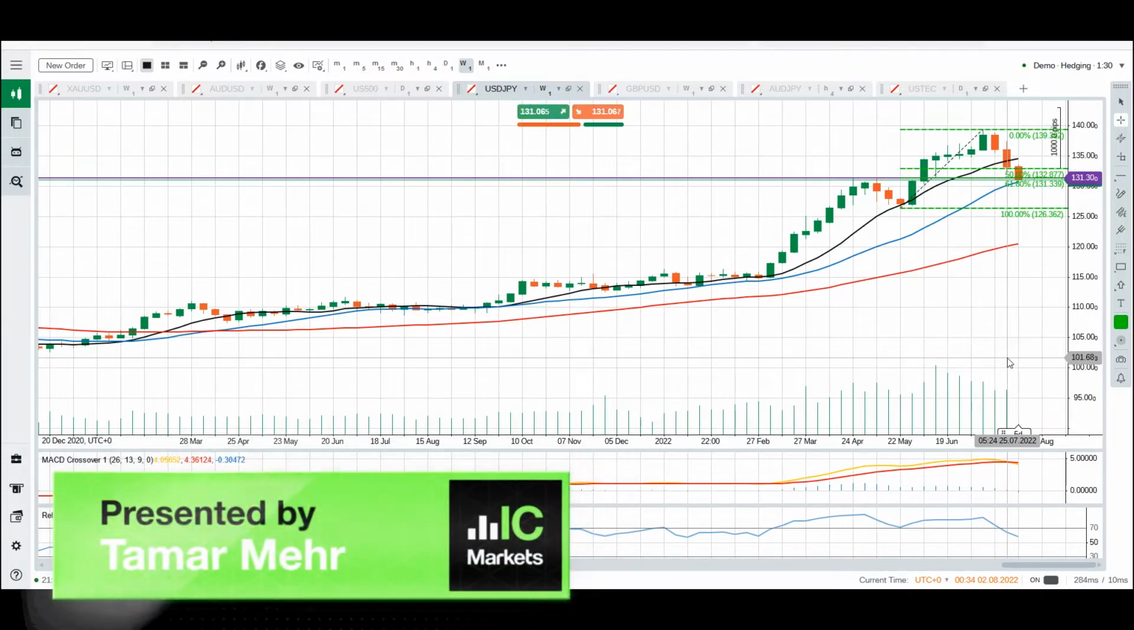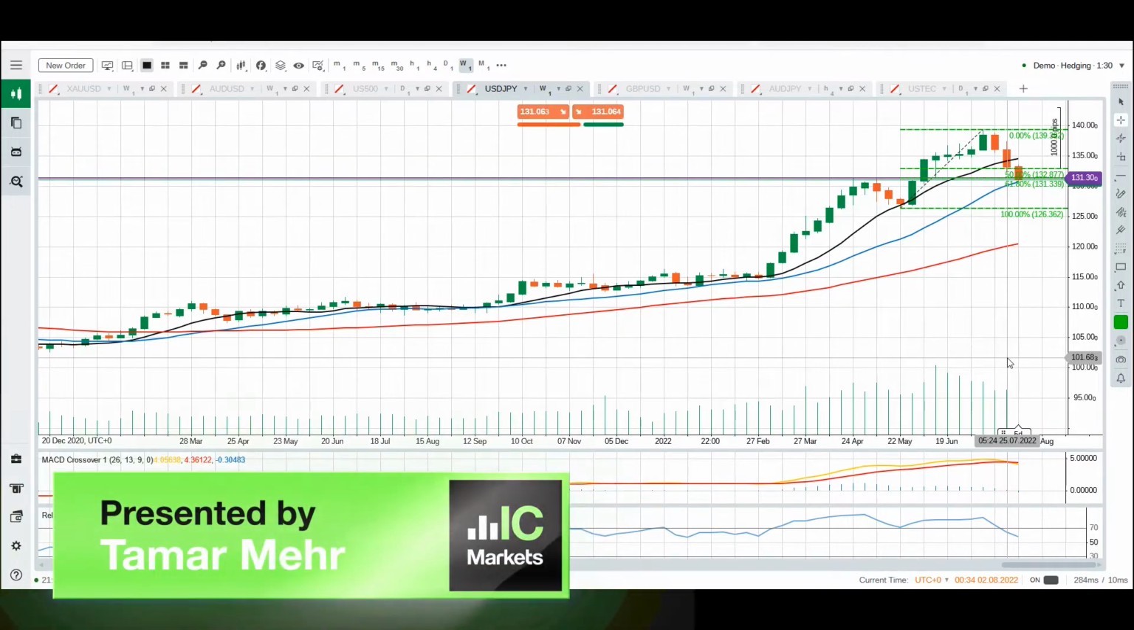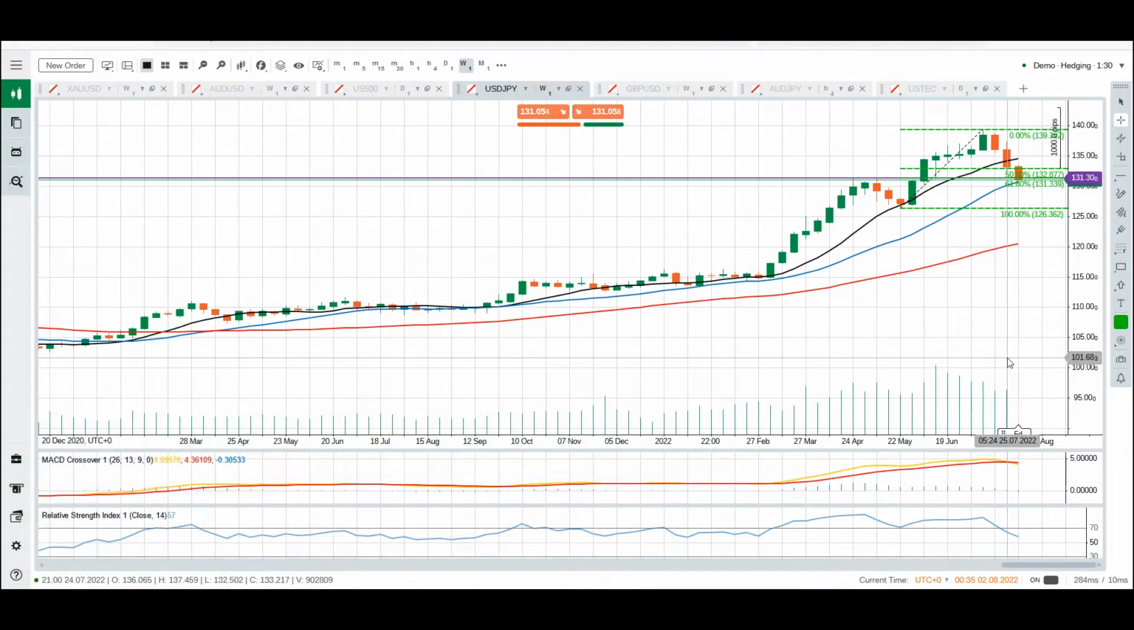My name is Tamar Mehr from Trade with Precision, and today I want to do a spotlight on the US dollar and look at potential trading opportunities that utilize the idea of lower time frame entries into a higher time frame trend. The one that I want to start with is dollar yen. Now, dollar yen has been on a tear, going higher and higher and higher. Finally, we've got a pullback.